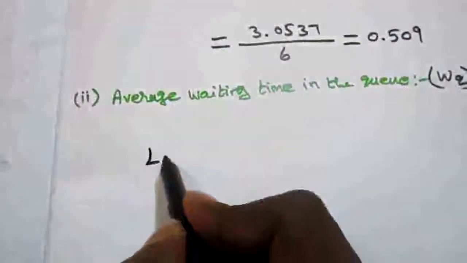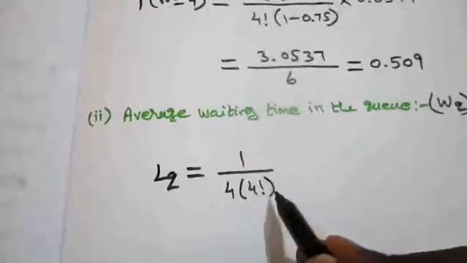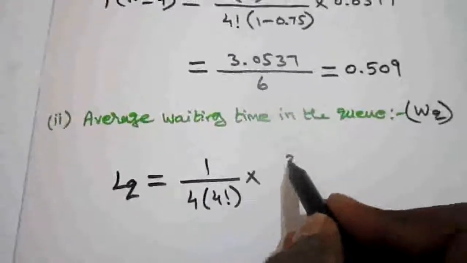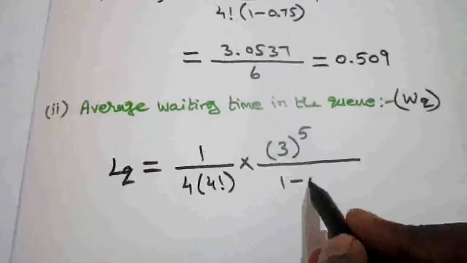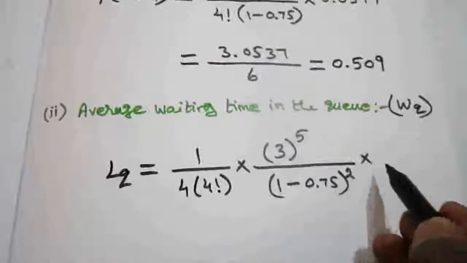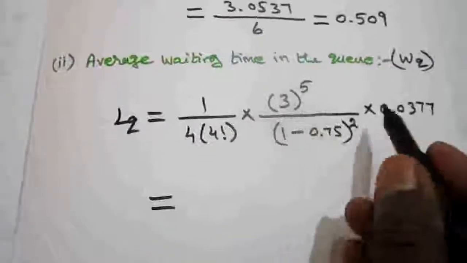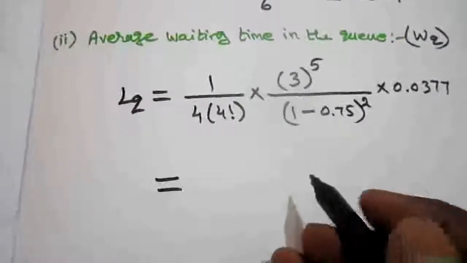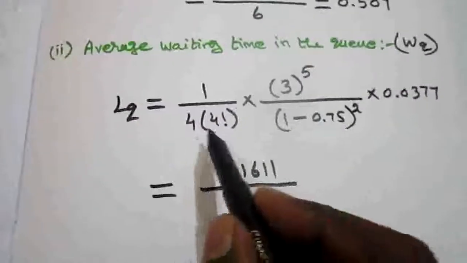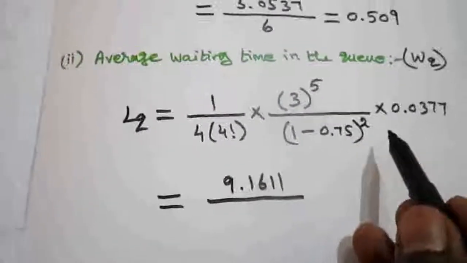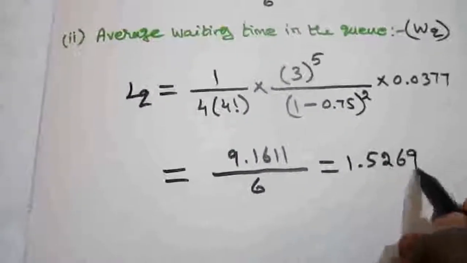So LQ is equal to 1 by S into S factorial. S is 4 into 4 factorial into S rho the whole power S plus 1. S rho is 3, already we found. S rho power S plus 1, 4 plus 1 is 5, whole divided by 1 minus rho, rho value is 0.75, power 2 into P0. Already we found P0 value 0.0377. So now using our calculator, 3 power 5 into 0.0377 value is 9.1611, whole divided by, in the denominator, 4 into 4 factorial into 1 minus 0.75 the whole square. By using calculator you will be getting 6. So divide these two, you will be getting 1.5269. So this is the value for LQ.